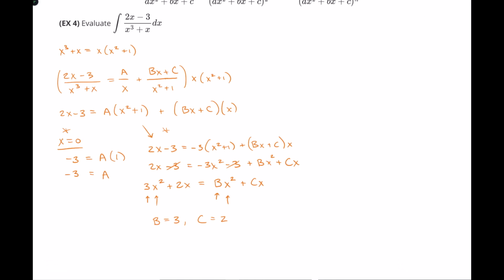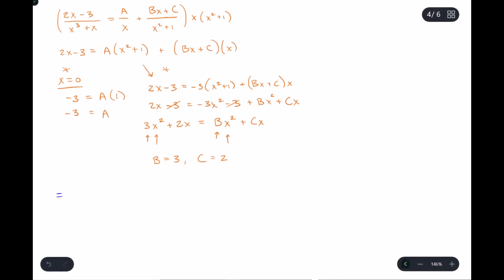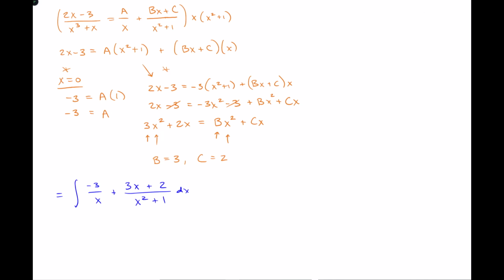Okay, now, where we're at in the problem at this point is we have this integral rewritten as, let's see, a over x, so that's going to be negative 3 over x, and then b is 3, so 3x plus c, which is 2, all over x squared plus 1 dx. Okay. Now, in order to finish this problem out, here's something that very often ends up occurring.